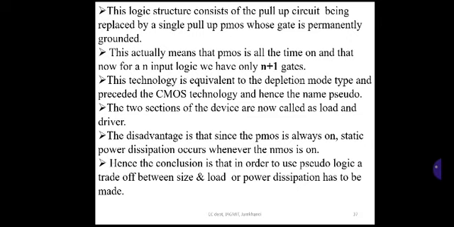But the disadvantage of this pseudo NMOS logic is the static power dissipation, as the load transistor is always in the on condition. As we have seen, the P transistor is always on. That's why there is static power dissipation whenever the NMOS logic is also in the on state. So the conclusion is that in order to use pseudo logic, a trade-off between size and load or power dissipation has to be made.